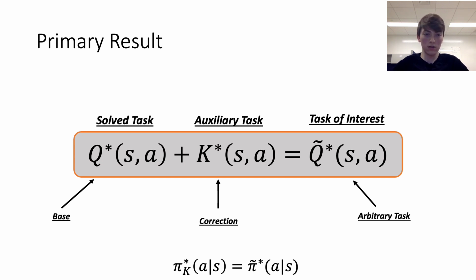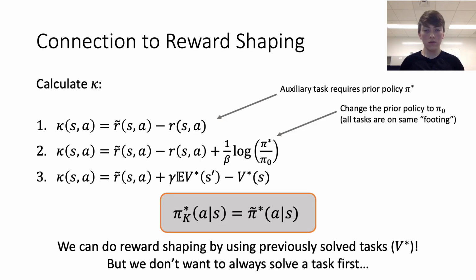In this way, one can instead learn the optimal value function for the auxiliary task rather than learning the task of interest directly. So we view this auxiliary task as a sort of correction from a base solution into the solution of an arbitrary task. Notably, the optimal policy for the auxiliary task is identical to the optimal policy of the task of interest. The fact that the optimal policy for the auxiliary task is the same as the optimal policy for the task of interest means that we have a form of reward shaping in entropy-regularized RL.